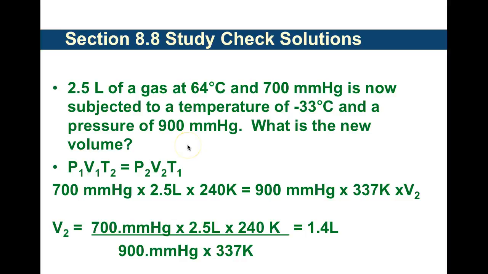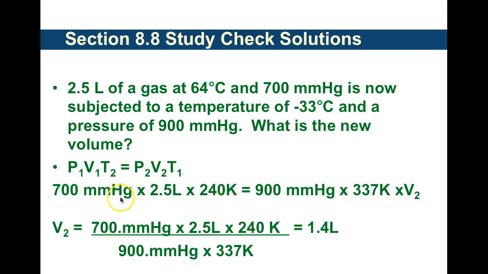All right, the next problem was 2.5 liters of gas at 64 degrees centigrade and 700 millimeters of mercury is now subjected to a temperature of negative 33 degrees centigrade and a pressure of 900 millimeters of mercury. What is the new volume? Again, combined gas law problem. So the formula again is P1 V1 T2 is equal to P2 V2 T1.